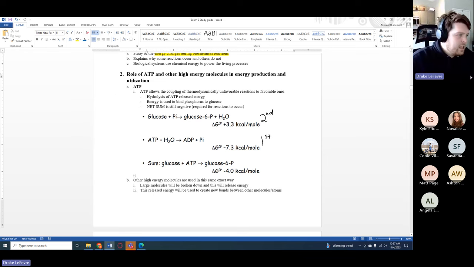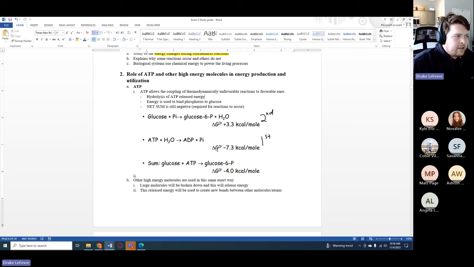So we have here glucose plus a phosphate ion gives us glucose 6-phosphate. Again, this happens thanks to our hexokinase. And then we have our ATP reaction. ATP gets hydrolyzed to form ADP and a free phosphate.